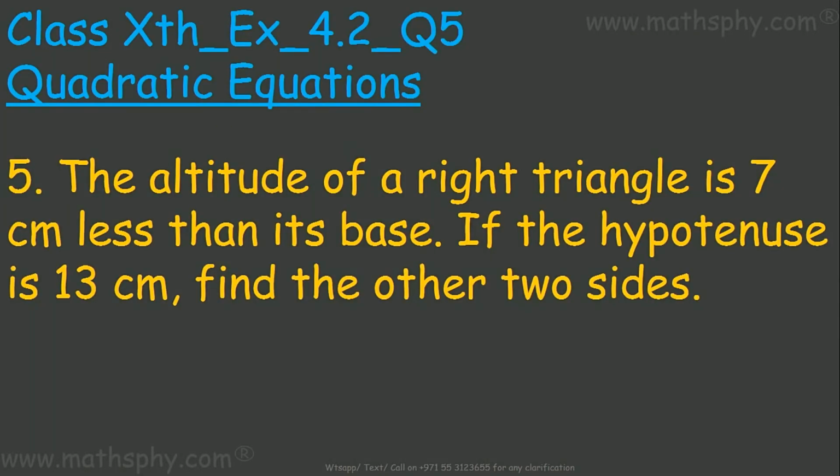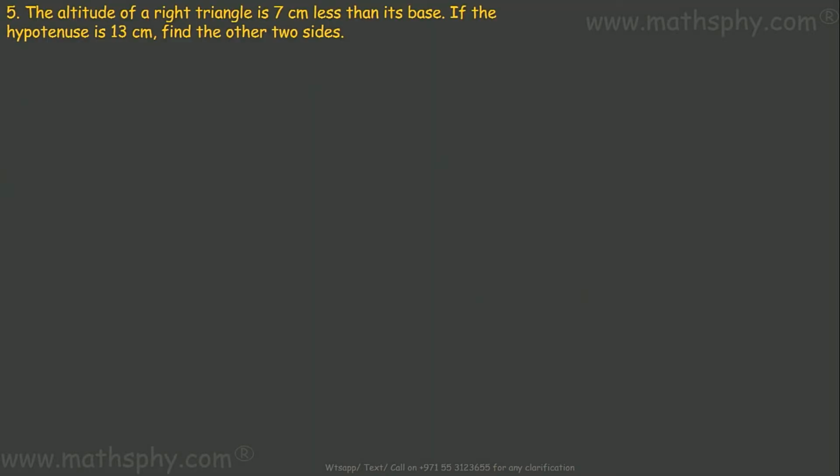Here it says, the altitude of a right triangle is 7 centimeters less than its base. If the hypotenuse is 13 centimeters, find the other two sides. Altitude or height. Suppose we have this right angle triangle.